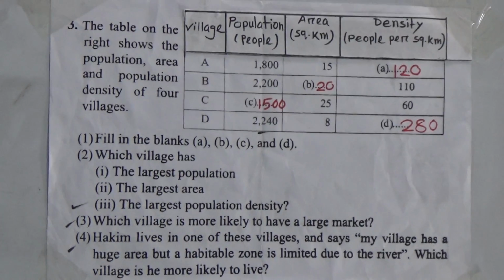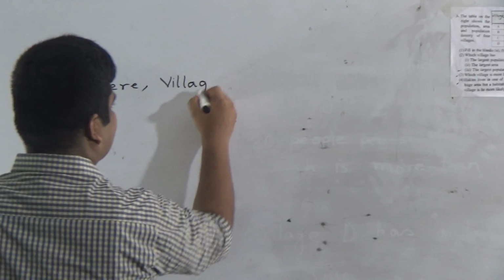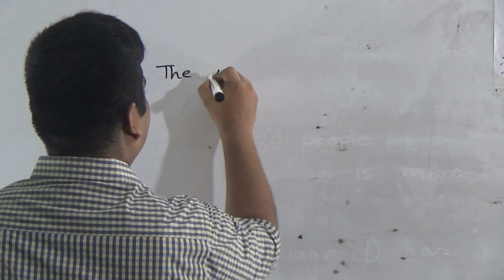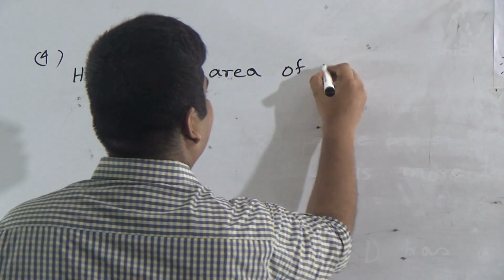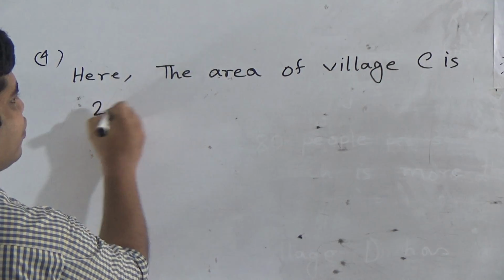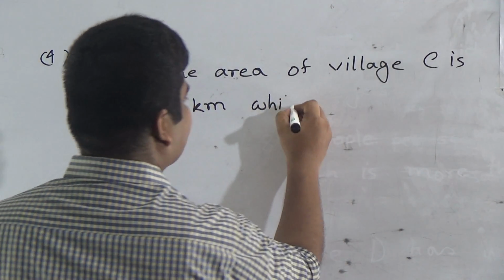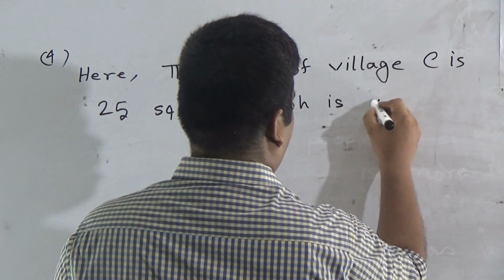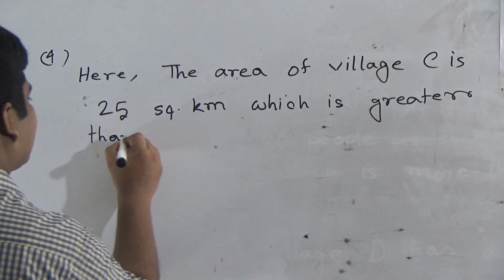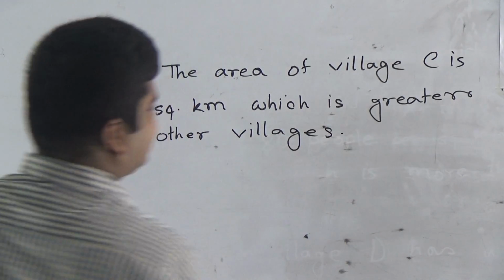So write here: the area of village C is 25 square kilometer, which is greater than other villages. So the first information is done.